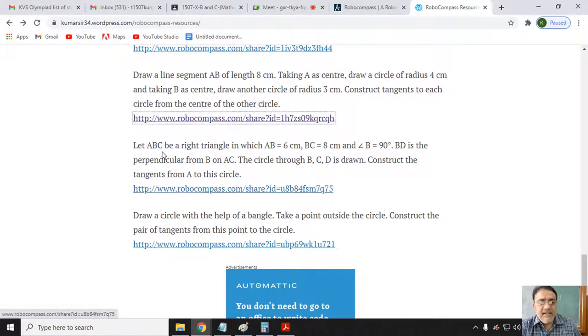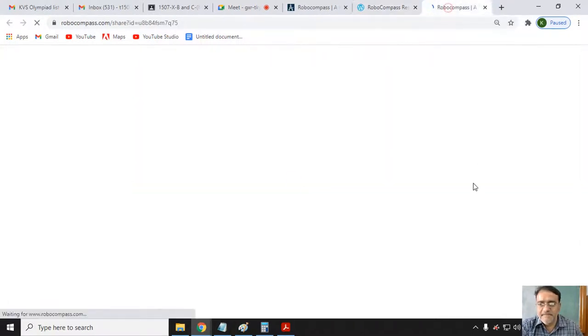Second last, let ABC be a right triangle in which AB is equal to 6 centimeter, BC is equal to 8 centimeter, and angle B is equal to 90 degree. BD is the perpendicular from B on AC. The circle through B, C, D is drawn. Construct the tangents from A to this circle. Okay, so let us start this construction.